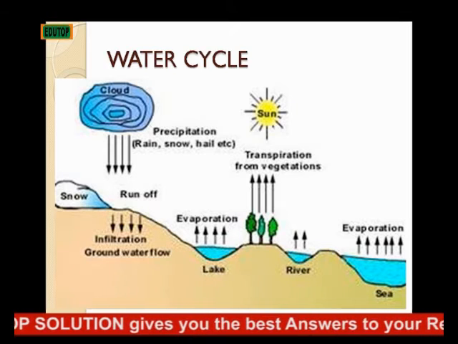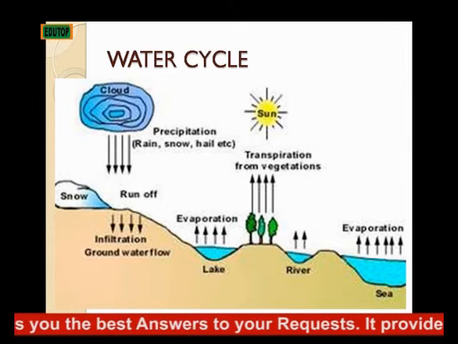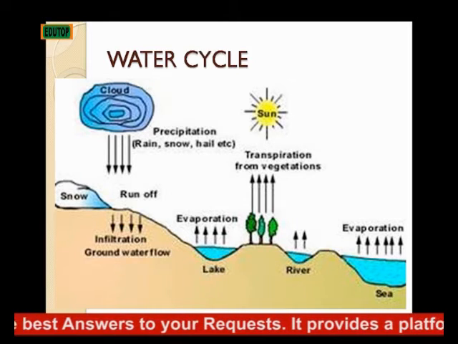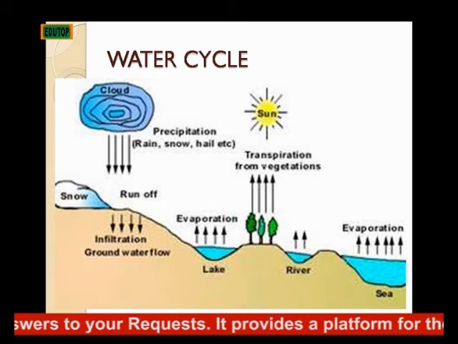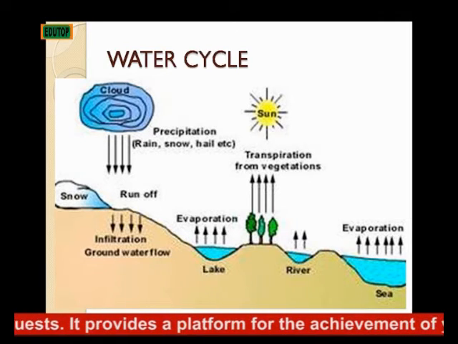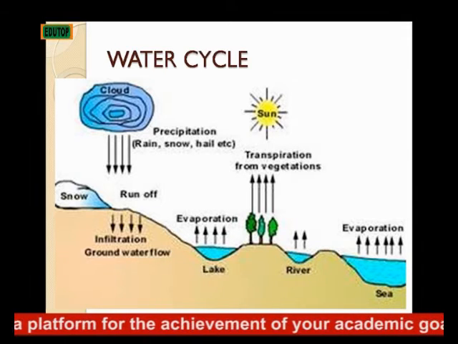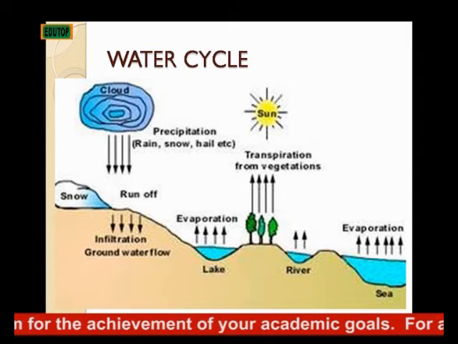After a while, when the sun comes out, you have evaporation. The water goes up again. You have transpiration from vegetation. Plants absorb some of that water, so they also undergo transpiration. So it takes it up. Also, there is evaporation in the river and in the sea, so it goes back up into the sky.